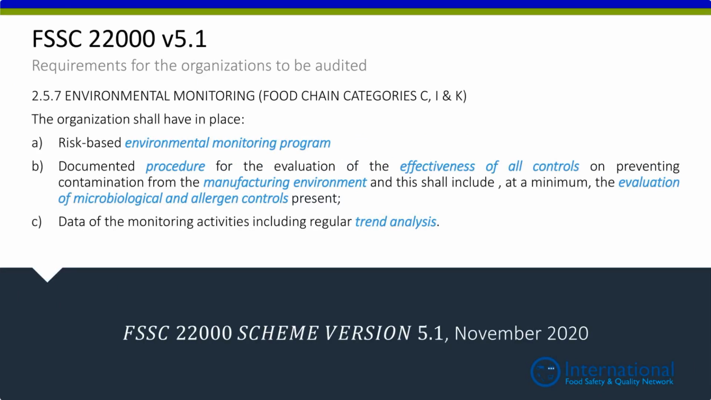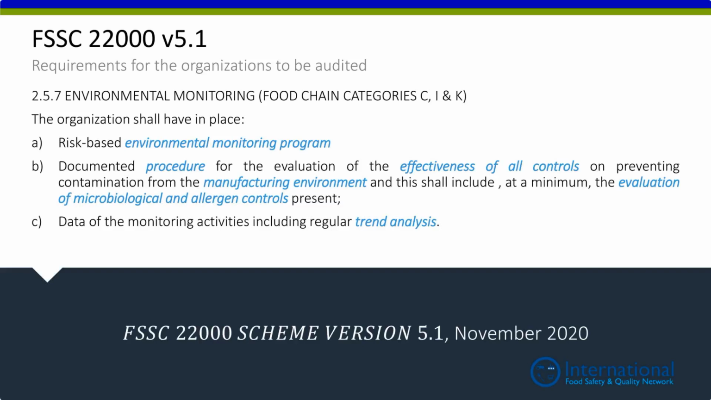So when we go to the FSSC 22000 version 5.1, this is the version that is active from November 2020. This version is completely according to the GFSI document. In this version, you will find the requirements for the organization to be audited, and this is requirement 257, environmental monitoring, and it is only applicable for the food chain categories C, I, and K. So C is the production of food, K is the production of the biochemicals, etc. These are just the food chain categories where the environmental monitoring can be applied and tracked.